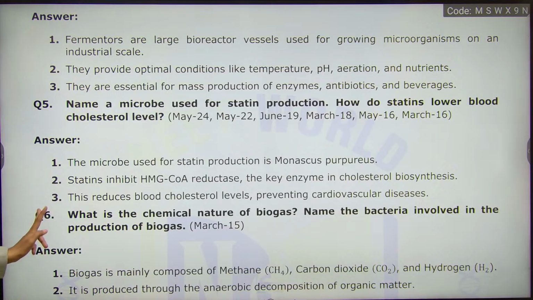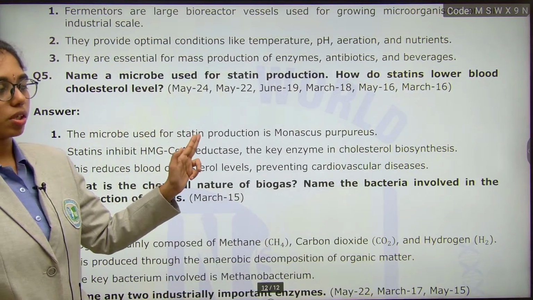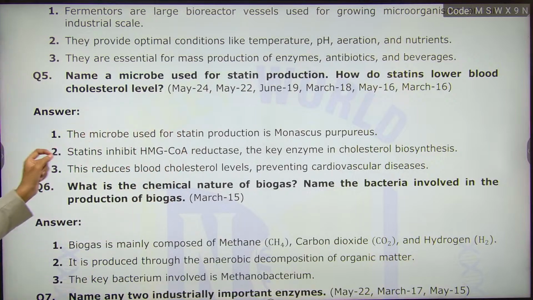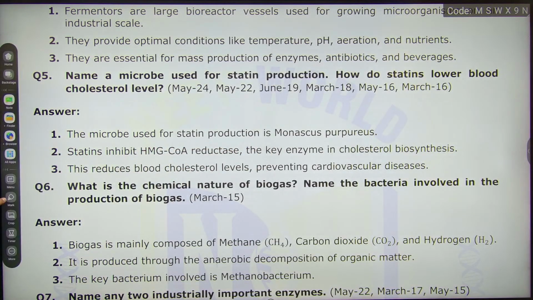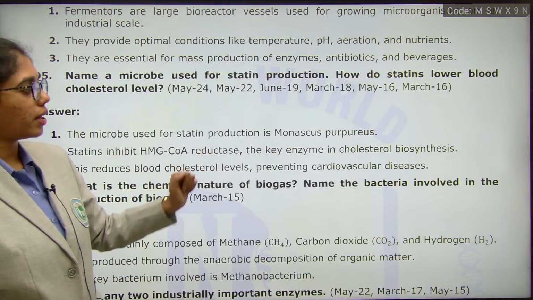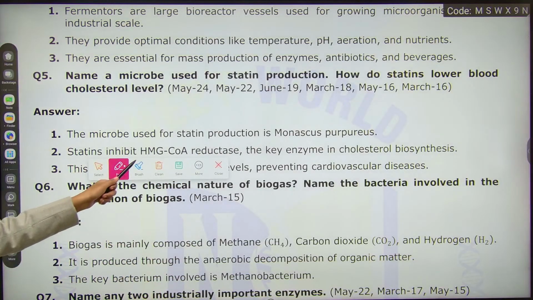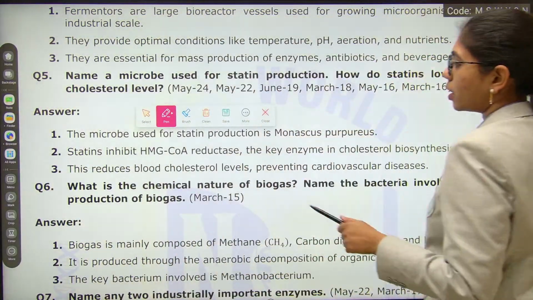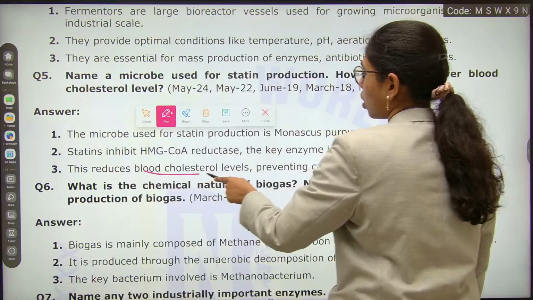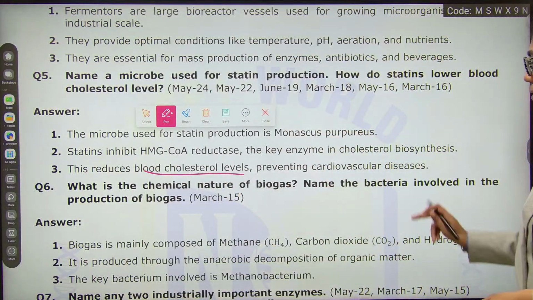Name a microbe used for statin production. And how do statins lower blood cholesterol levels? The microbe used for statin production is Monascus purpureus. Statins inhibit HMG-CoA reductase, the key enzyme in cholesterol biosynthesis. This reduces blood cholesterol levels, which prevents cardiovascular diseases as well.